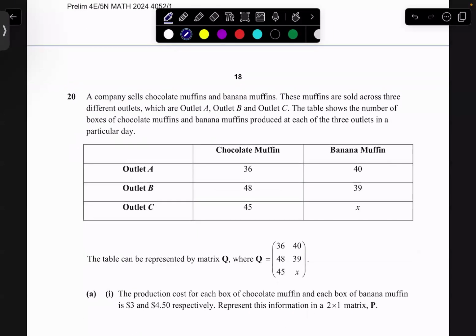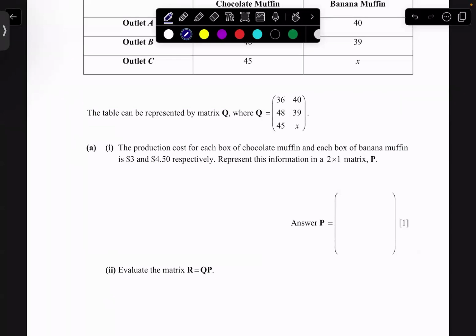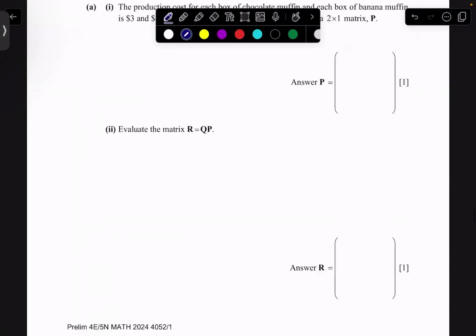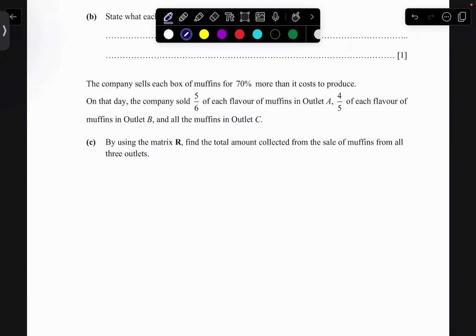A company sells chocolate muffins and banana muffins. These muffins are sold across 3 different outlets: outlet A, outlet B, and outlet C. The table shows the number of boxes of chocolate muffins and banana muffins produced at each of the 3 outlets on a particular day. The table can be represented by this matrix. The production cost of each box of chocolate muffins and each box of banana muffins is $3 and $4.50 respectively. Represent this information by a 2 by 1 matrix. Evaluate the matrix R equals QP. State what R represents. The company sells each box of muffins for 70% more than it costs to produce.